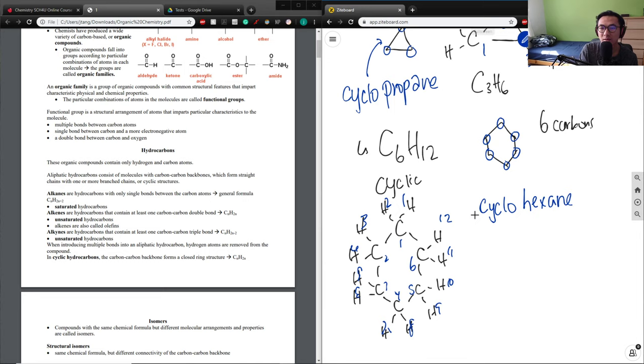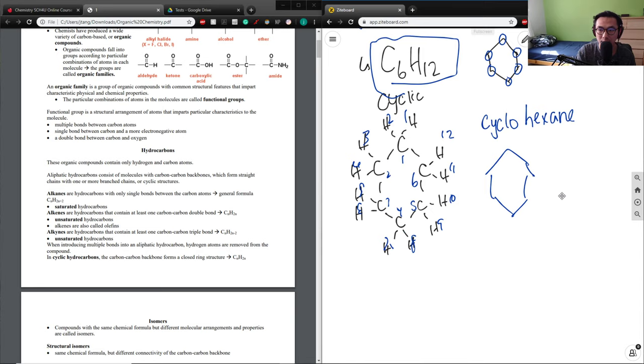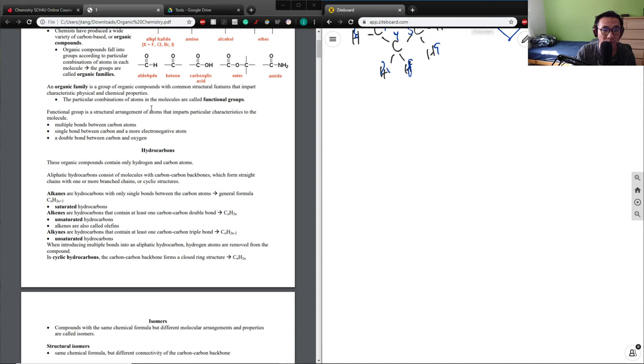As you can see, this gets very complex, and a line diagram is much simpler than writing all this out. So we'll probably go towards line diagrams more so in the future. That's a brief overview of hydrocarbons. We just learned about alkanes, alkenes, alkynes, and cyclic hydrocarbons.